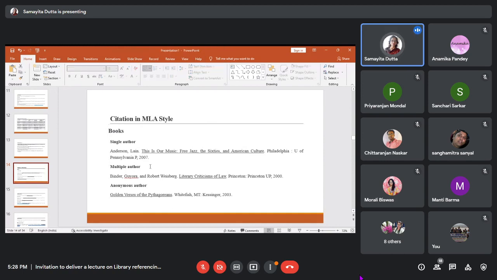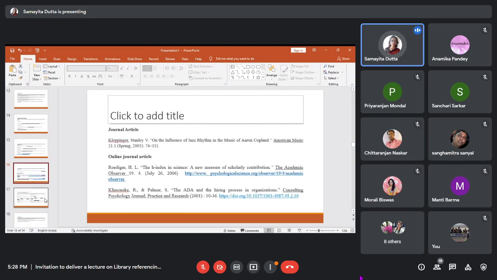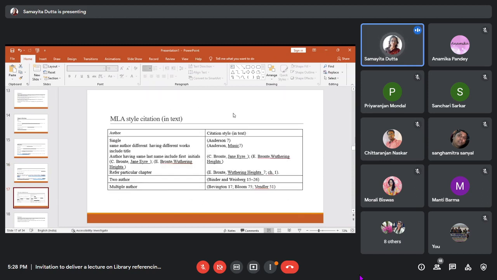There are also other examples: single author, multiple authors, anonymous author. In the same way you can follow the manual, and with the help of the manual, you can write or cite your references. In the MLA citation style, for in-text citation in the case of a single author, you should write in this way.